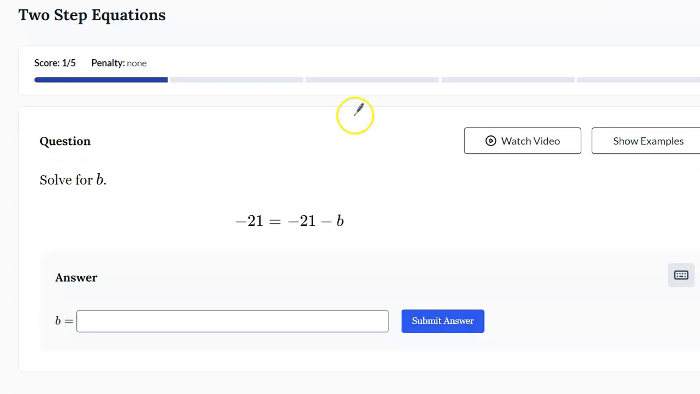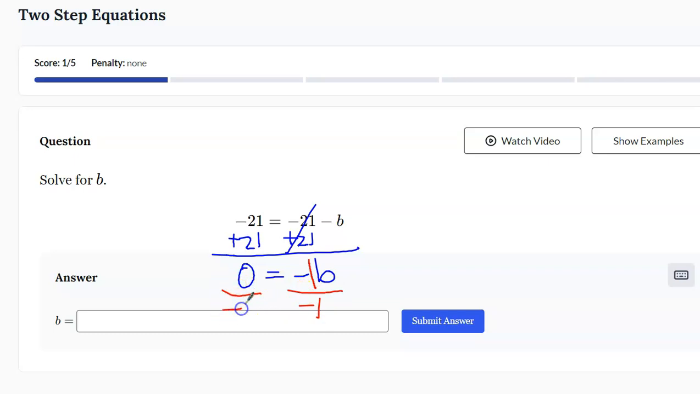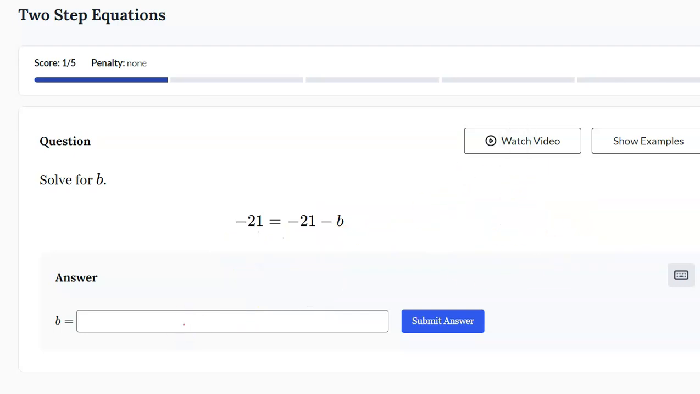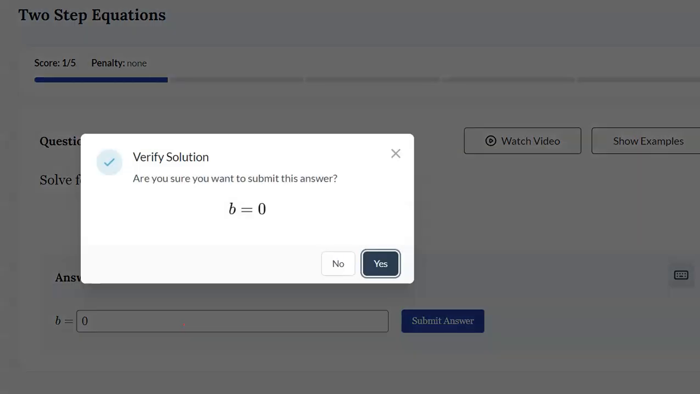One more time. Find your variable and get rid of the constant first. Remember, the sign is not after you, the sign is before you. So for us, it's a negative 21. The inverse is plus 21 on both sides. Now you'll notice over here, you get a 0, and that's okay. 0 is a number. The coefficient here is missing. There is no number. So we're going to fill in that invisible 1 here. And we're going to divide both sides by negative 1. Pick up your calculator to help, but 0 divided by negative 1 is 0. So we're going to type a 0 in this answer box here and click submit.